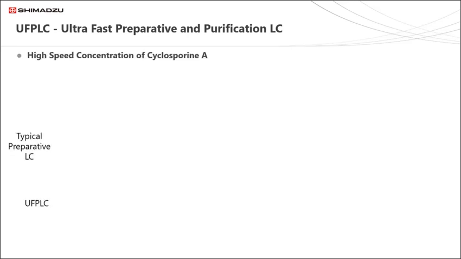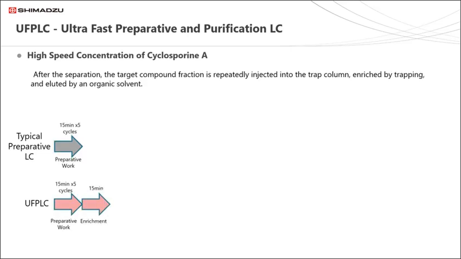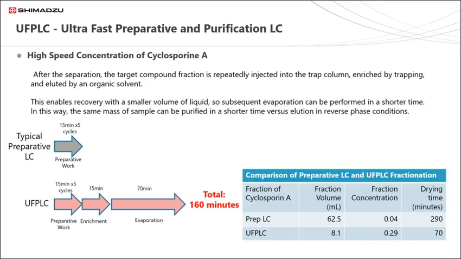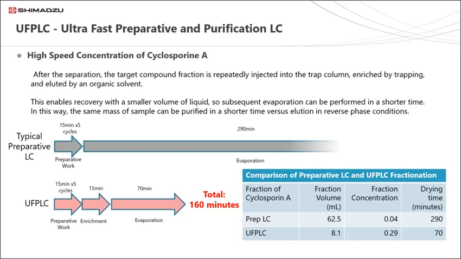High-speed concentration of cyclosporin A. After the separation, the target compound fraction is injected into the trap column, enriched by trapping and eluted by an organic solvent. This enables recovery with a small volume of liquid, so subsequent evaporation can be performed in a short time. In this way, the same mass of sample can be purified in a shorter time versus elution in reversed phase conditions.